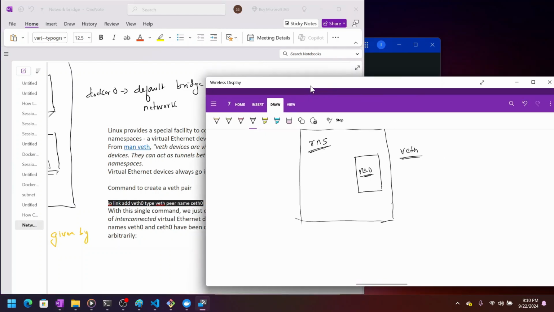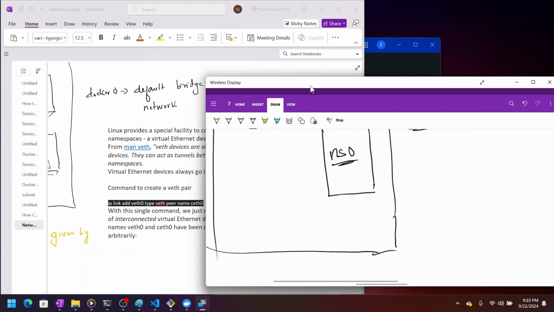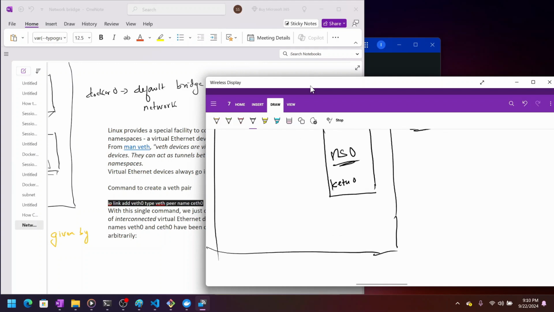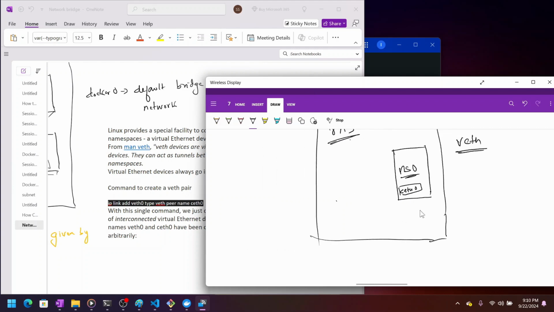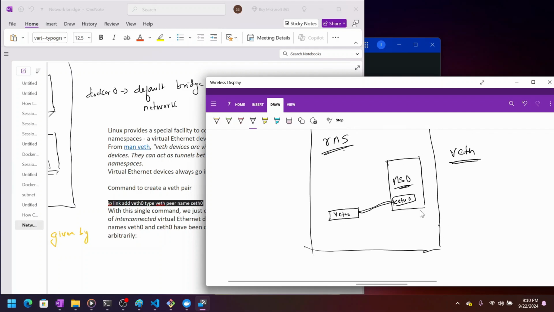So what we can do is keep ceth0 here, and keep veth0 here. What we did is create a tunnel between two namespaces. Now, when you are in your terminal in the root namespace, you can ping the network interface inside this namespace. And you can also ping the other one from the network interface using the terminal here. So this is how you connect two namespaces. This is what Docker also does.